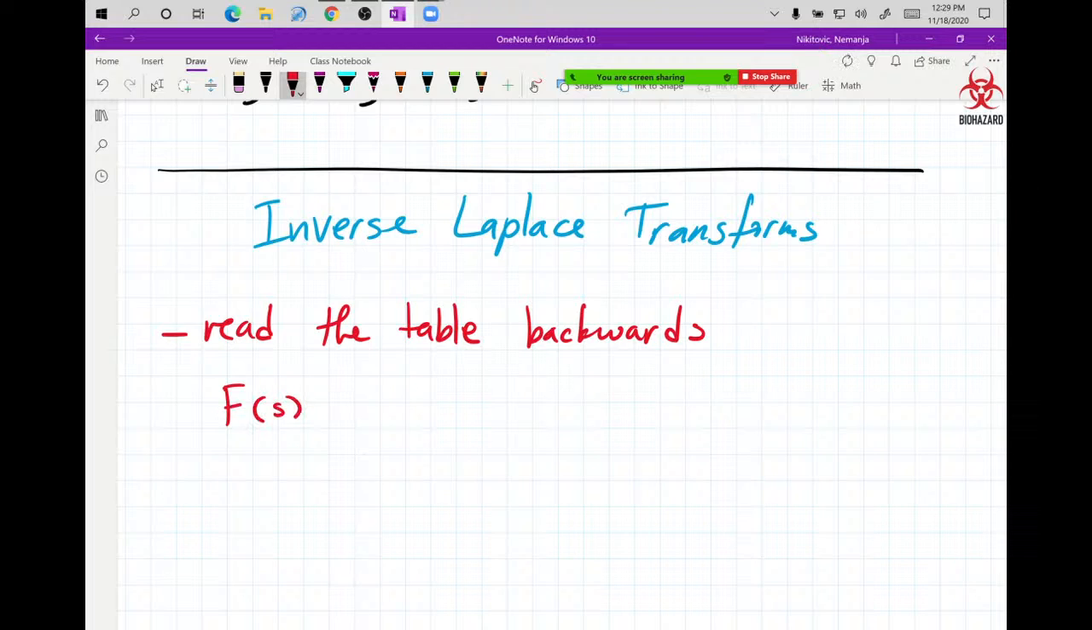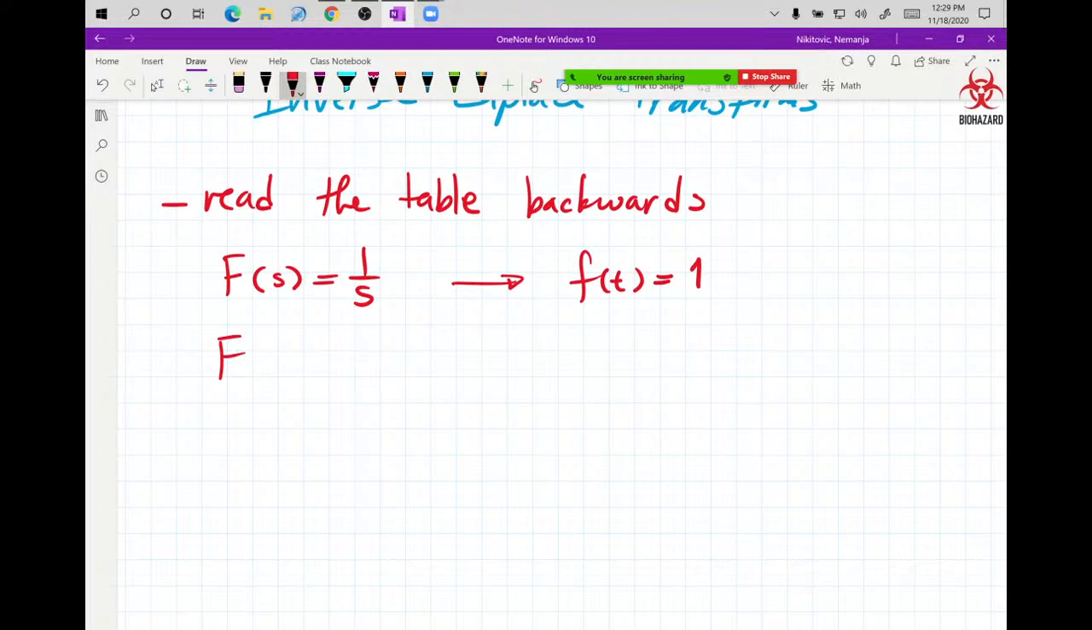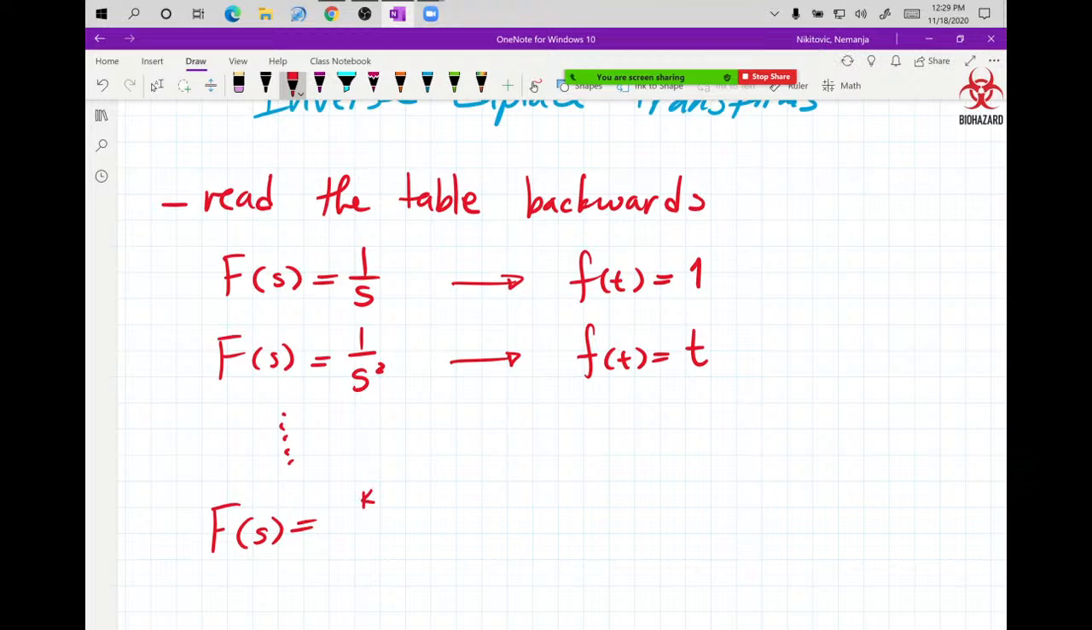So, if F of s is 1 over s, then f of t is 1. If F of s is equal to 1 over s squared, then f of t is equal to t. If F of s is equal to, let's say, k over s squared minus k squared, your f of t is sine hyperbolic kt, because it was a minus in here.